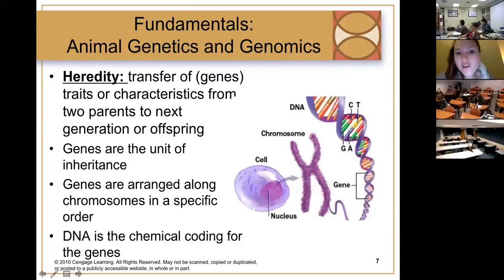Now let's go over a little bit about the fundamentals of animal genetics and genomics. Heredity, which we've mentioned a little before when talking about heritable traits, is just the transfer of genes, and genes are responsible for different traits or characteristics from two parents to the next generation of offspring. So it's just the transfer of that DNA, basically. Genes are the unit of inheritance, so that's how things are inherited, through genes. Genes are arranged along chromosomes in a specific order. And DNA is the chemical coding for the genes.